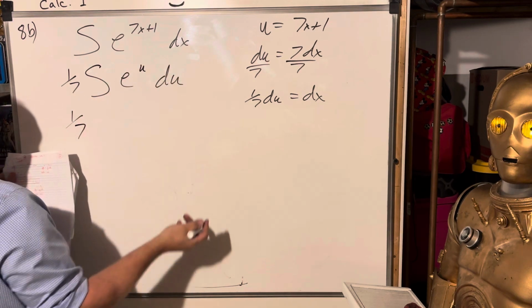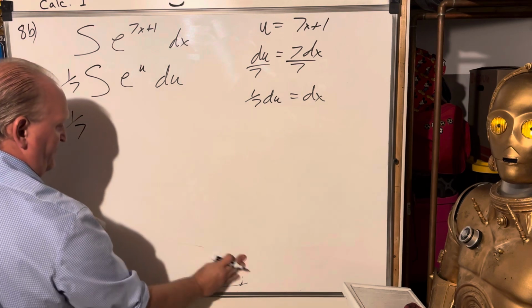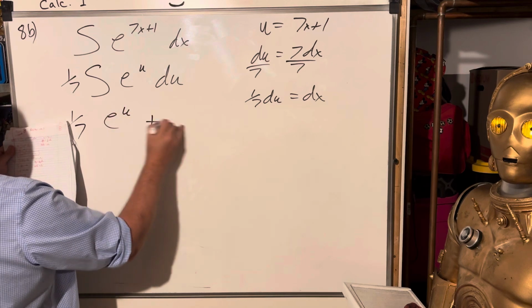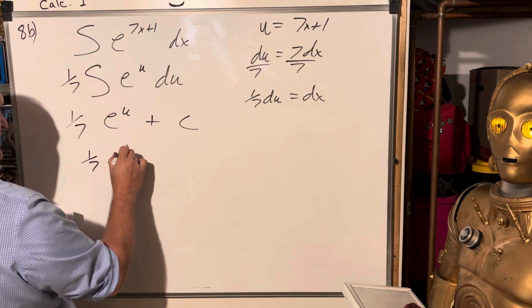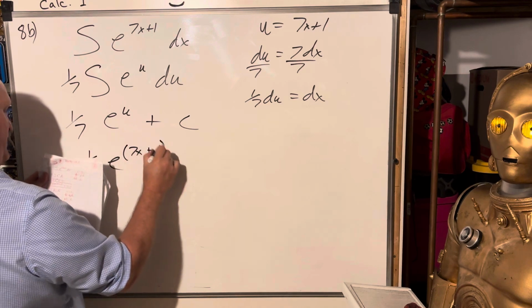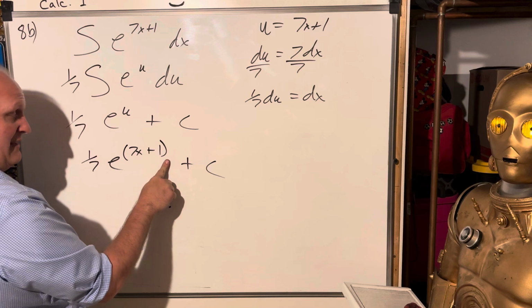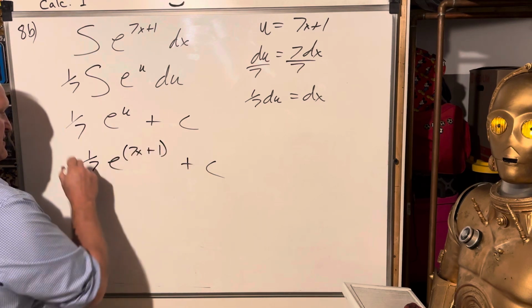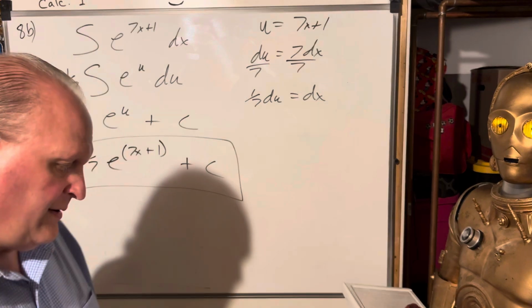1/7, the derivative of e to the x is e to the x, so the antiderivative of e to the x is e to the x. And don't forget to sub the 7x plus 1 back in. You really should have a parenthesis on it. You shouldn't just say e to the 7x plus 1. You should have a parenthesis on the power. All right.